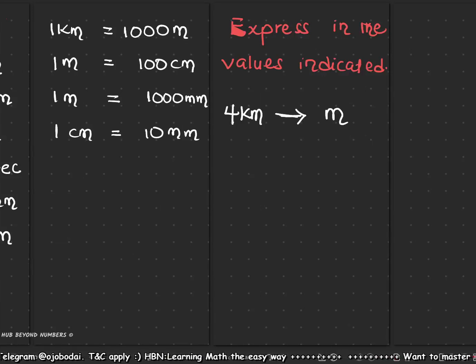So let's look at this first example here. It says we should express in the values indicated. And the very first one says we should express 4 kilometers in meters. There are direct ways you can just multiply and go your way. But understanding it helps a lot, so that if the question is twisted, you can still find your way through it. So to solve this type of question, we first of all say that what?